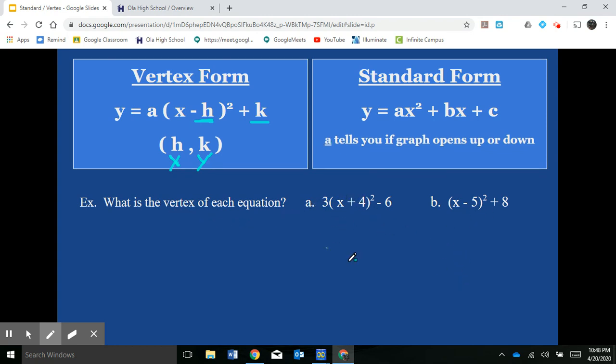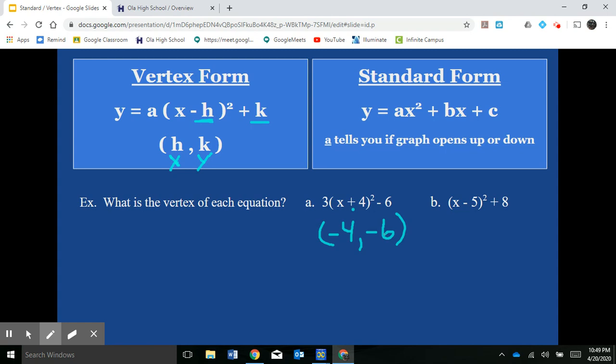When you have a vertex like a and b here, it's already in the vertex form. It's a times x minus h quantity squared minus 6. All right, if I say, hey, what's the vertex of this? All you have to do is come up with the point. What's the vertex? All right, remember, it's always opposite of that sign. All right, if that sign's a positive, then it's a -4. All right, this one's the same, so it'll be -6.